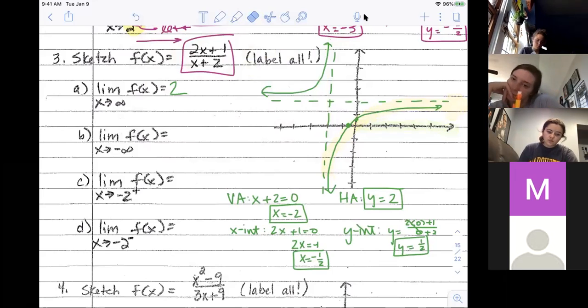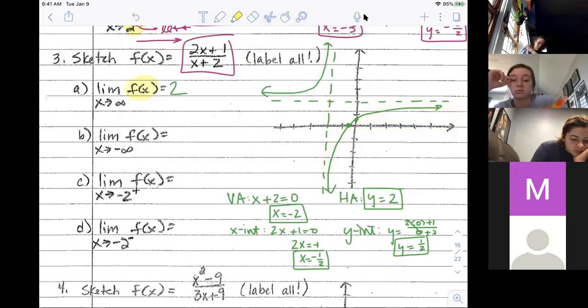Okay. Then I thought it couldn't touch 2. Okay, good question. It does not touch 2, but it gets closer and closer to 2. So you will never ever touch 2. So this is not saying what is f of x. It's saying what are we getting close to. Okay. Good question, Jared.